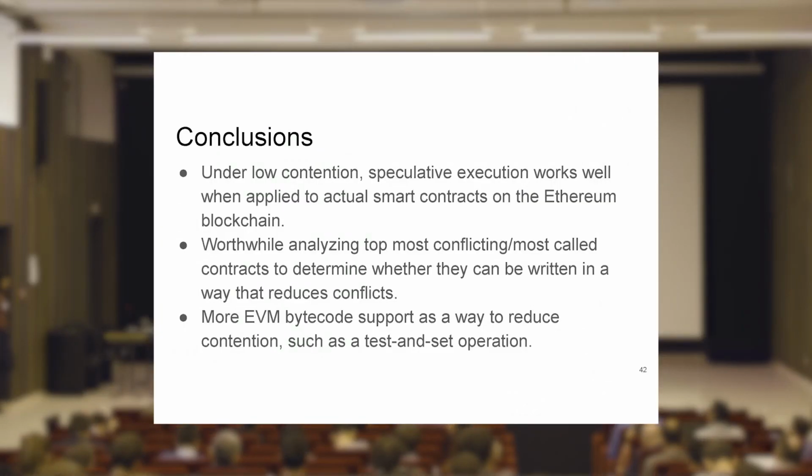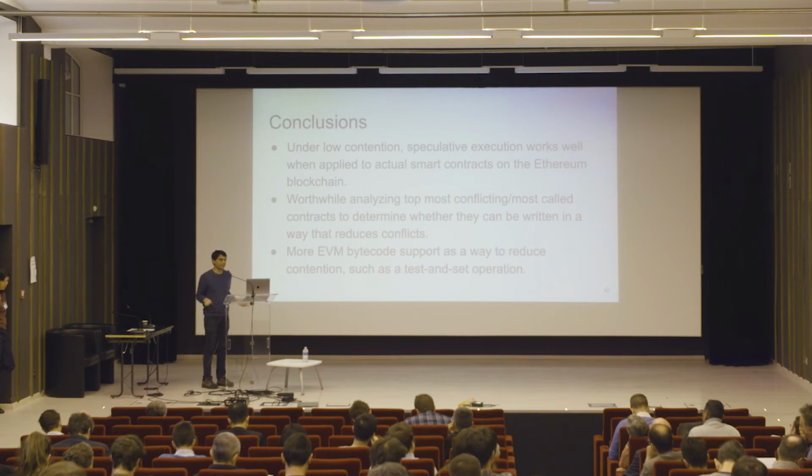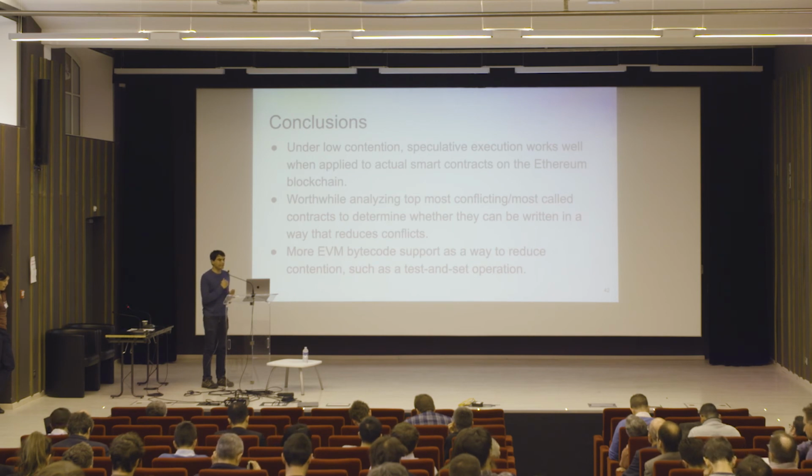So to conclude, the simple speculative execution technique works well under low contention, as we saw in the earlier historical periods, although it gets worse in later periods. That suggests maybe it's worthwhile to analyze the highest conflicting contracts and focus on those specifically, and maybe draw inspiration from those to add new instructions to the EVM bytecode language.